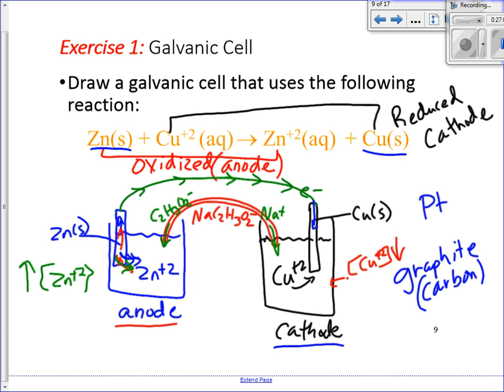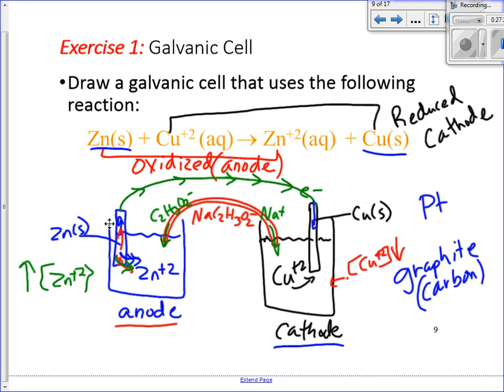So, over here, our copper solution, the plus 2, if it all binds up with a bunch of electrons, it gets depleted. Your cathode solution can run out. What else could happen? What else could run out?